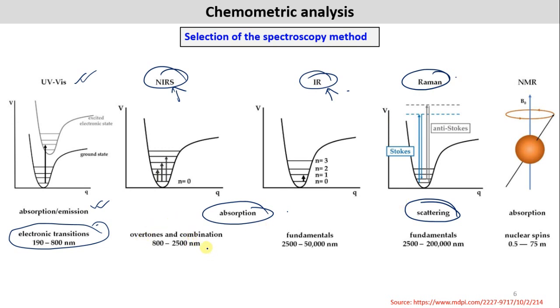And if you look into the wavelength range, I forgot to mention that in NIRS it is 800 to 2500, in IR it is 2500 to 50,000 nanometer, and in scattering it is 2500 to 2 lakh nanometer. And lastly, NMR, we already discussed this one. If you see, this is the direction of B0, and the magnetic field of the proton is moving at an angle theta, and due to that this elliptical path has been formed, and hence it is regarded as the precession. Okay.